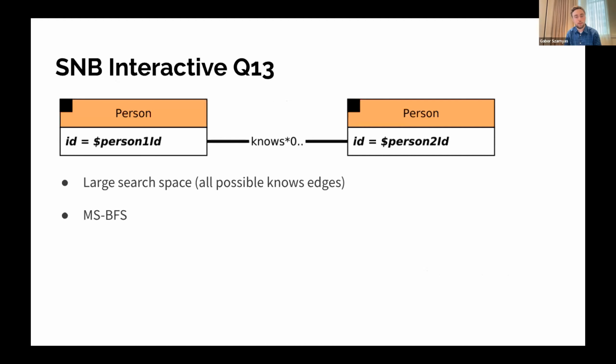To evaluate our implementations, we used queries from the SNB interactive workload. One is query 13, which is just a simple person 1 to person 2. And we need to find out whether there's a knows relation between them. It can be 0 to many hops. In this case, we have a large search space, which we can't filter on. So there are a lot of possible edges. And we can use MSBFS for this, since it's an unweighted path in this case.